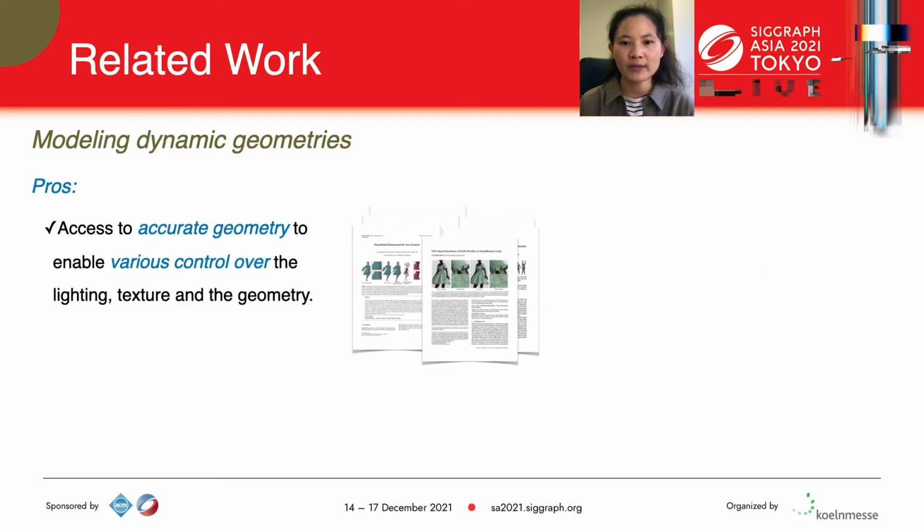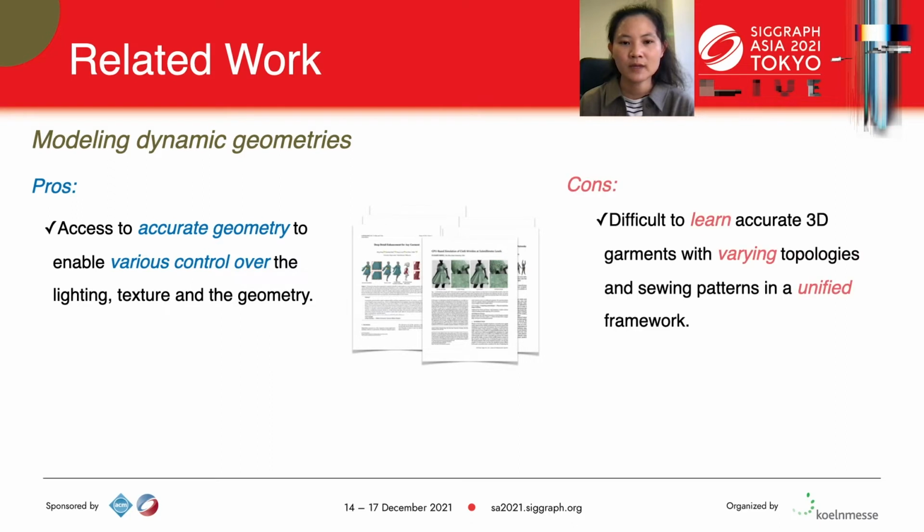Accessing accurate geometry is helpful to enable various control over the lighting, texture, and the geometry. But handling 3D garments with varying topologies and sewing patterns in a unified learning framework is still an open research problem. Furthermore, post-processing is often required to handle potential collisions and penetrations. It motivated us to overcome those cons by aiming at synthesizing the plausible garment appearance rather than the geometry.